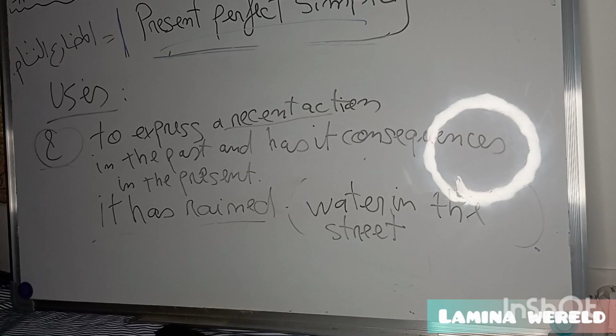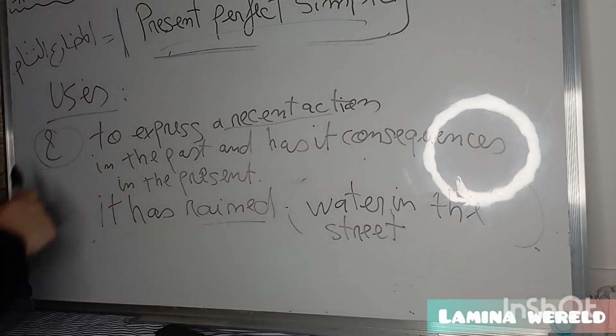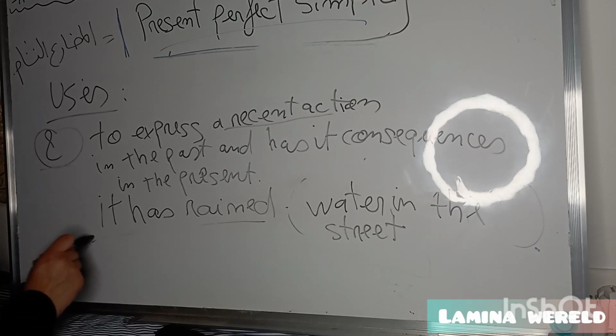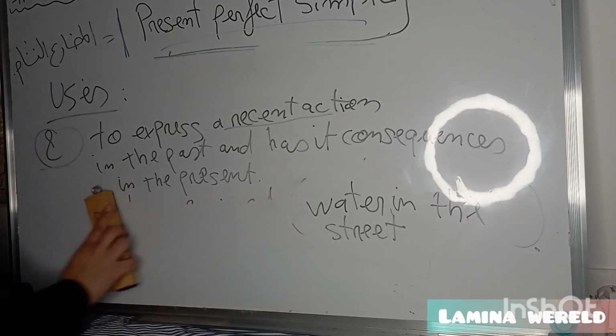Maybe in the morning, you woke up, for example, at 12 o'clock, and it rained in the morning. It has rained in the morning. So something happened, a recent action happened in the past, a near past. Something just happened, maybe. Okay, so let's see another example of this use.